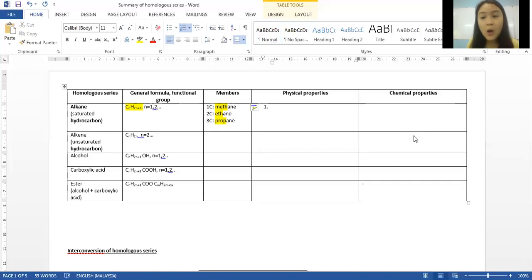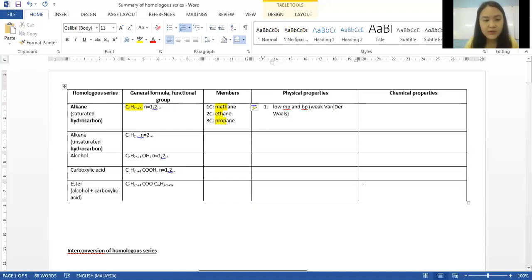The first thing is all members of alkane have low melting point and boiling point, due to the fact that they are bonded by the weak van der Waals force of attraction. Right? So some students will ask, teacher, why is it they are bonded by weak van der Waals force?